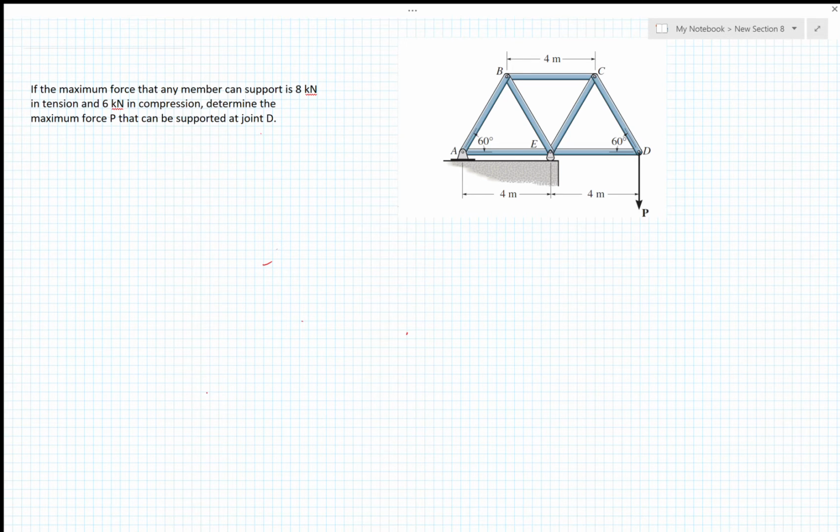So let's use the method of joints, and let's start by drawing the free body diagrams of each joint. Let's start with joint D. Joint D would have the force P, of course, then a force coming from DC, force DC, and then a force DE. So those are the three forces at joint D.